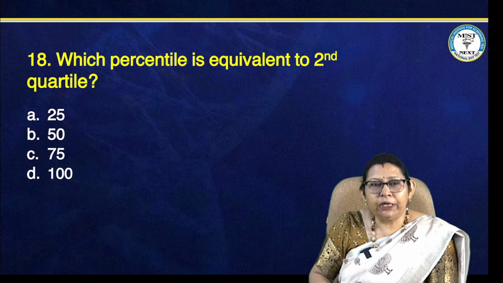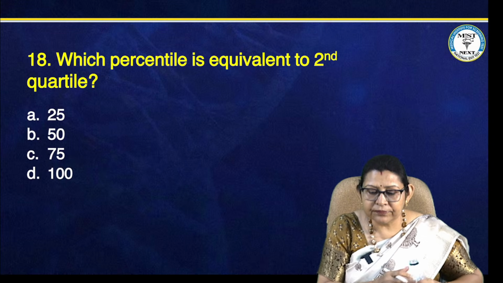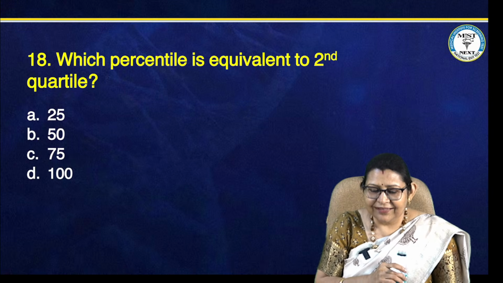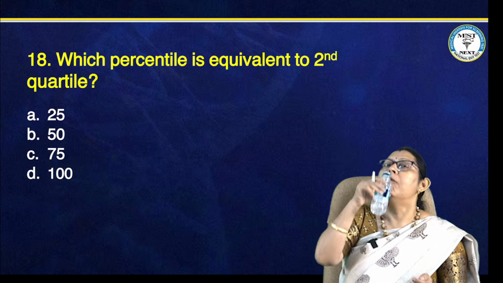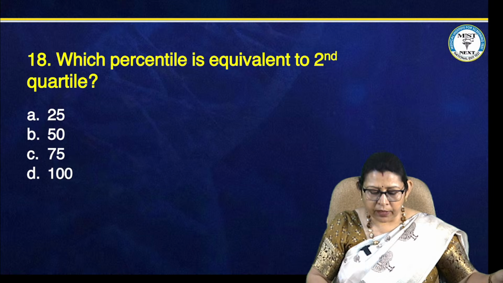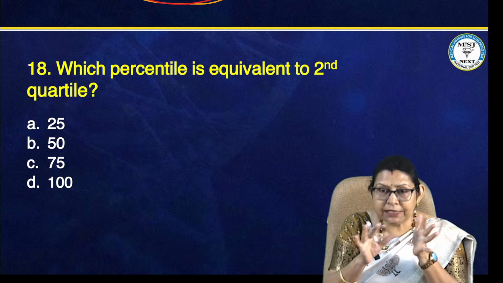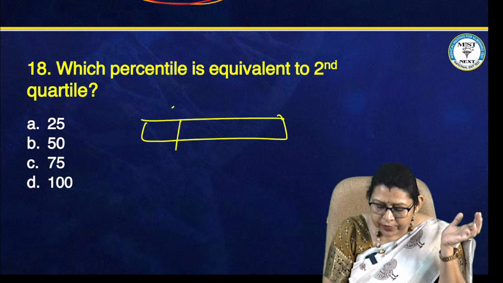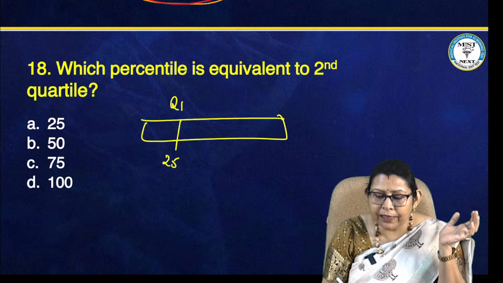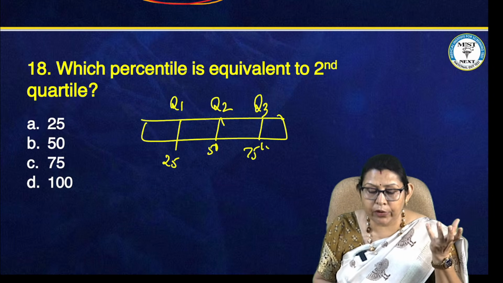Which percentile is equivalent to the second quartile? Very simple question. I hope you all can answer. So never mug up the answers of PYQs. We know that a quartile distribution means 4 equal parts. So the first quartile is the 25th percentile, the second quartile is your 50th percentile, and the third quartile is your 75th percentile.